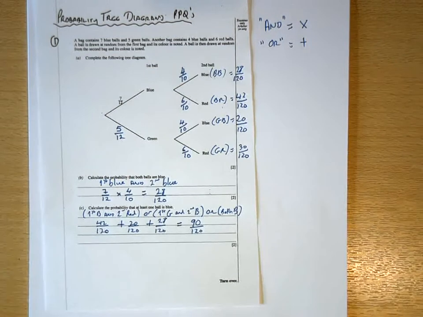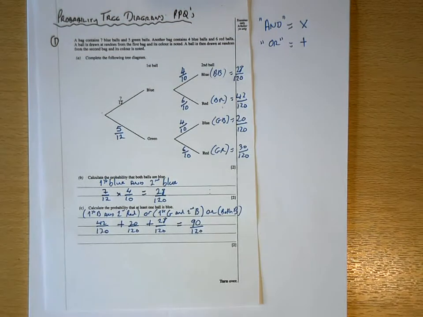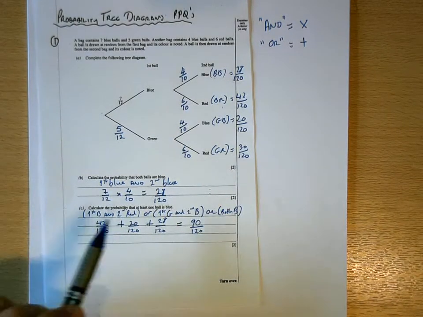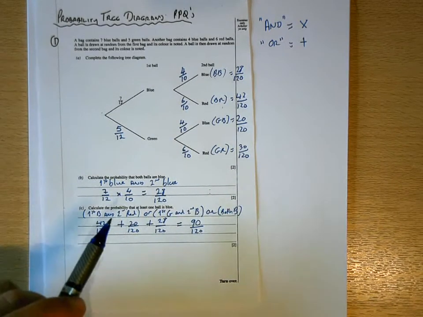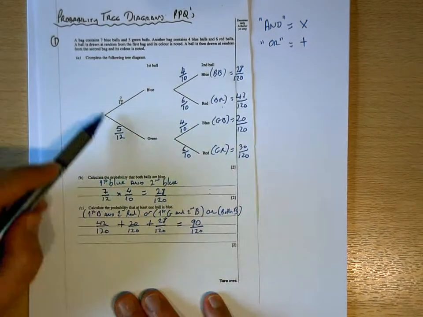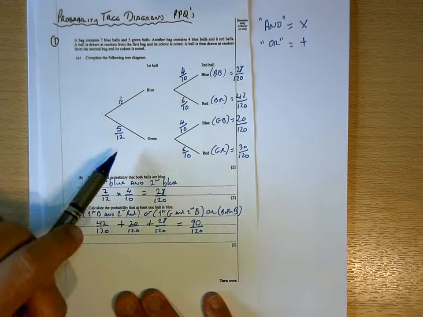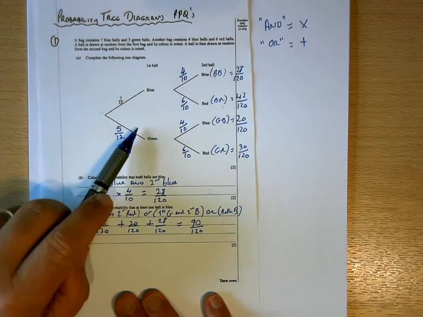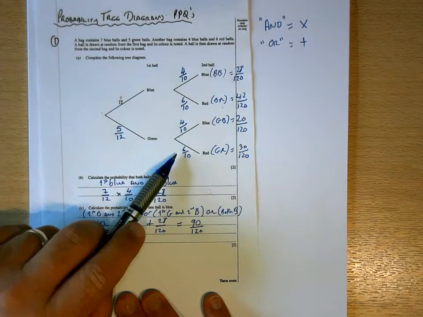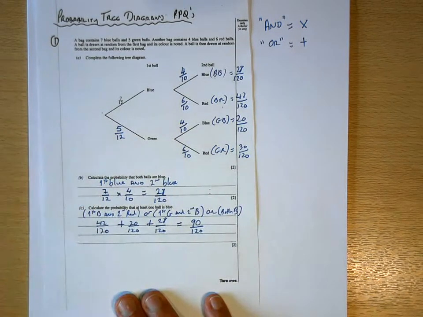Okay, so the answer to that is 90 out of 120. Now there is a lazier way, a different way of doing it than looking at that. We know that total probability is 1, and there is only one actual outcome which hasn't got at least one ball blue, which is green and red. Every other combination has got a blue in.